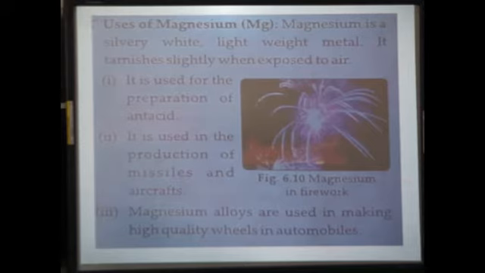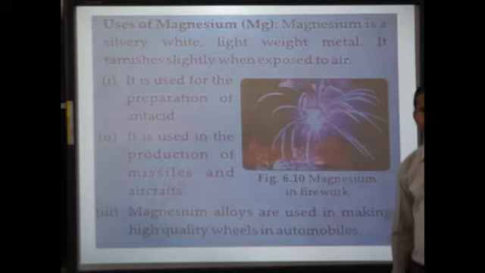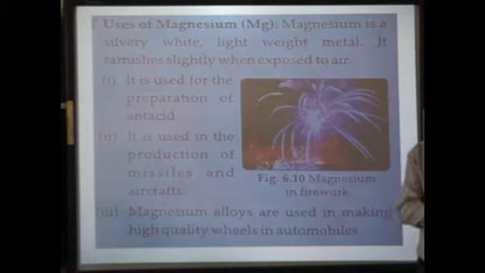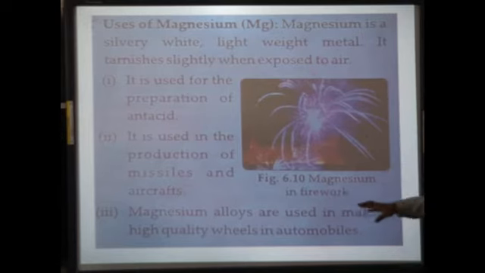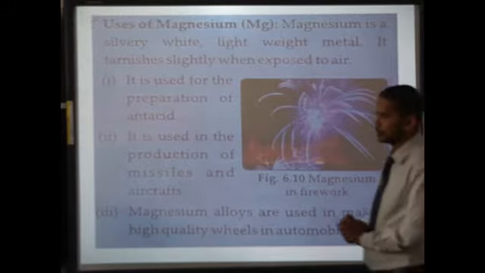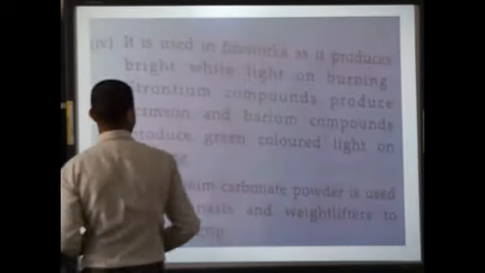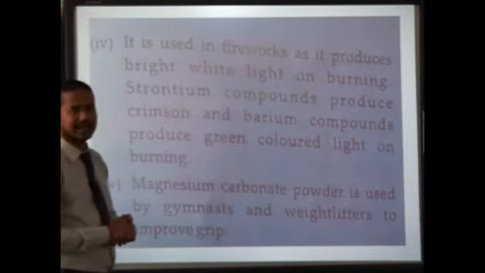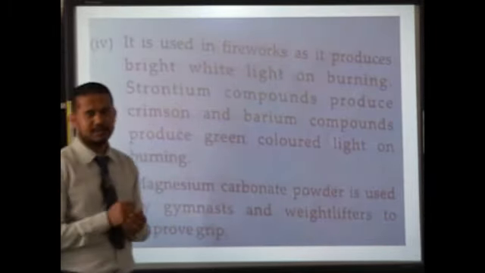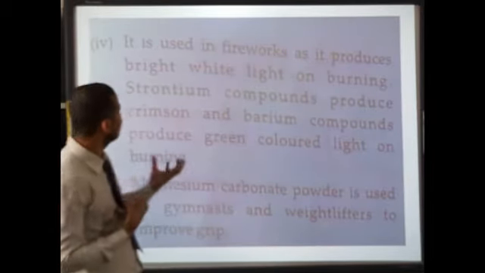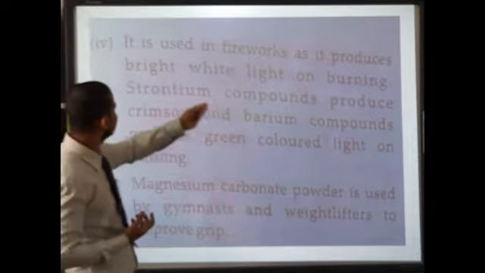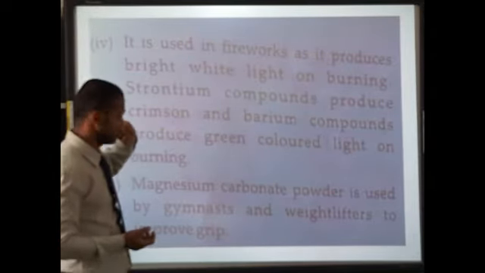Magnesium alloys are used in making high quality wheels in automobiles. An alloy of magnesium and aluminium, which is called magnalium, is used for making wheels in automobiles. Then it is used in fireworks. As I said, the phuljhadi is especially a firework, so it is used in fireworks as it produces bright white light on burning.